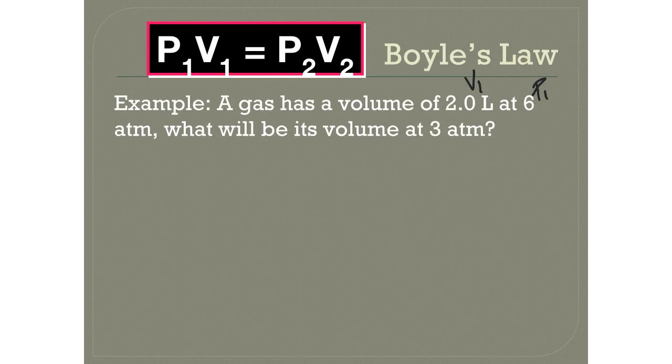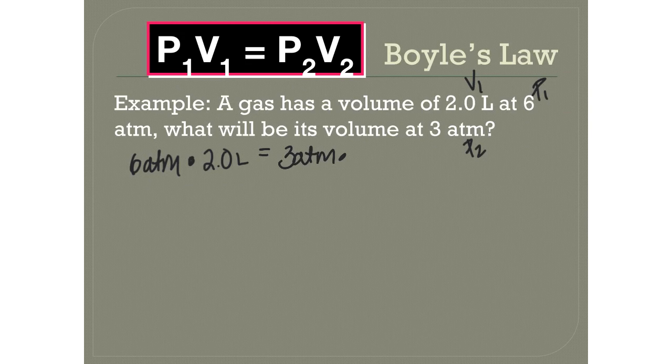So here's the after. We have the beginning variables, something has changed, and then we're solving for the other one. So 3 atm, again, atm is pressure, so this would be P2. Then we're going to plug these into the equation and solve for our missing variable. So P1 is going to be 6 atmospheres, and then it's next to V1, which is the same thing as multiply, which is 2 liters. And then that's going to be equal to P2, which is 3 atmospheres. And then V2 is what we're looking for.